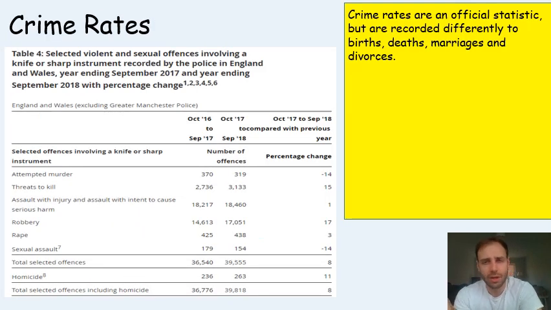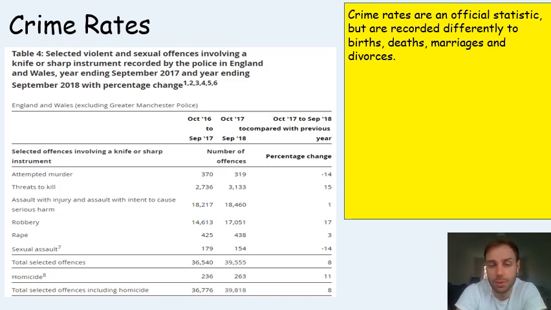However, there are other forms of official statistics, still produced by the government, that are less trustworthy. One of the examples of that is crime rates. Now, there's a whole host of reasons, and I'm not saying at all that we can't trust crime rates whatsoever, but I'm just saying that we have to take them with a pinch of salt.